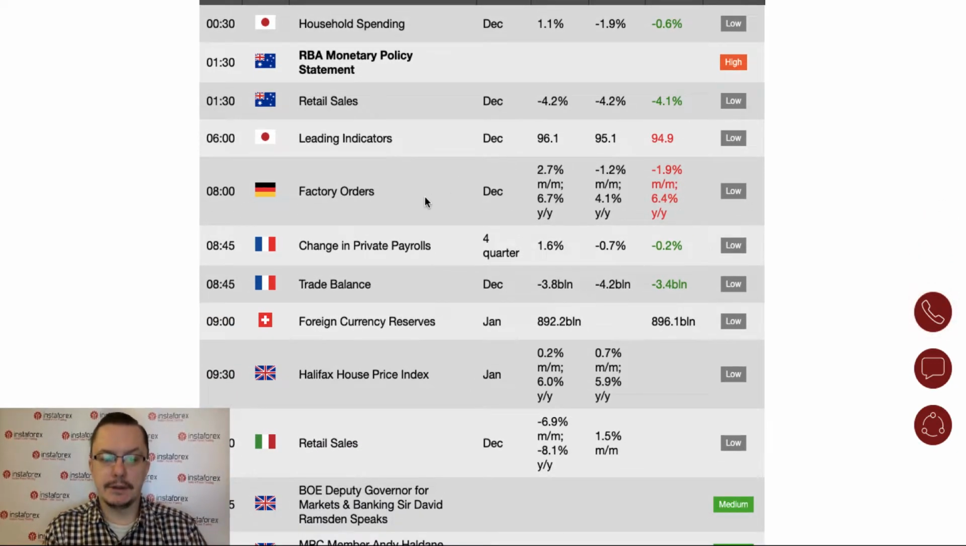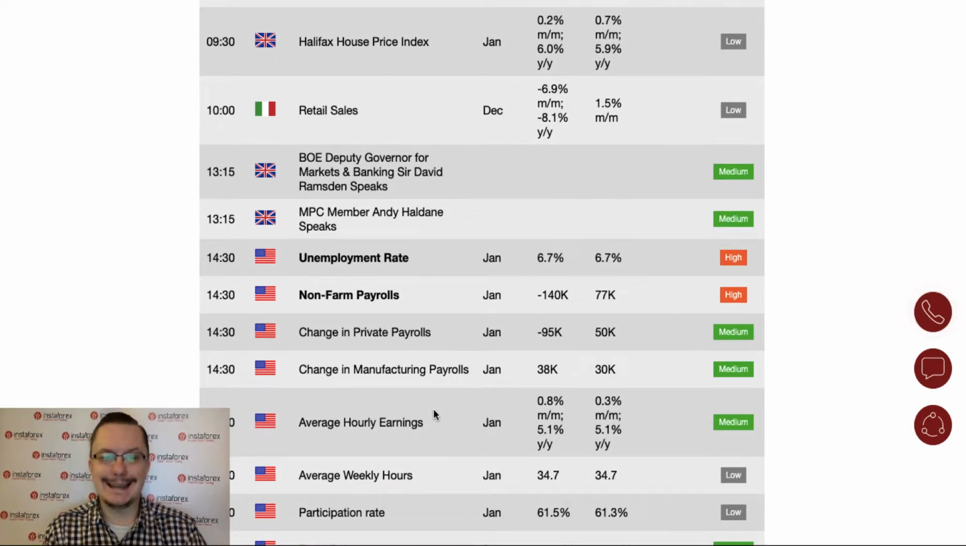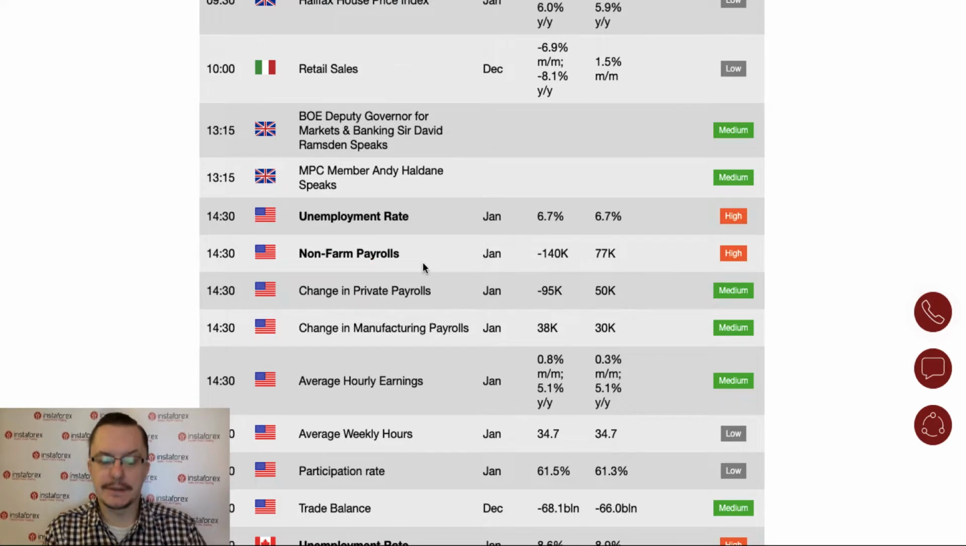As you can see, not much is going on during the London session. Not quite important data releases are scheduled here, but the key event of the day is of course non-farm payrolls data from the US and unemployment rate from the US. Both are scheduled for release at 2:30. As you can see, the non-farm payrolls should rise from -140,000 to 77,000, which is a very interesting forecast, and the unemployment rate should stay unchanged at 6.7%.